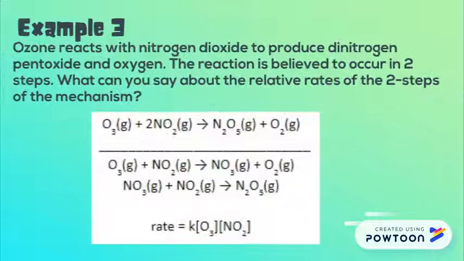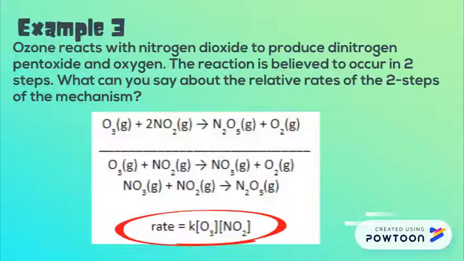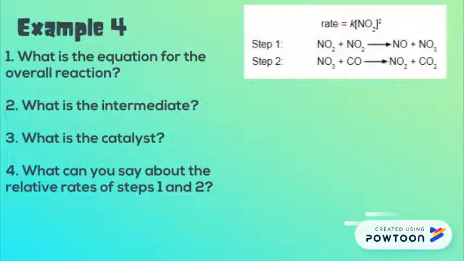For example number 3, we want to determine what are the relative rates of our steps in our reaction mechanism. Now the slow step is going to be determined by the one that matches our rate law. Step number 1 has the same reactants as the rate law. This will be the slow step, meaning step number 2 is the fast step. Pause the video and see if you can try example number 4 on your own.